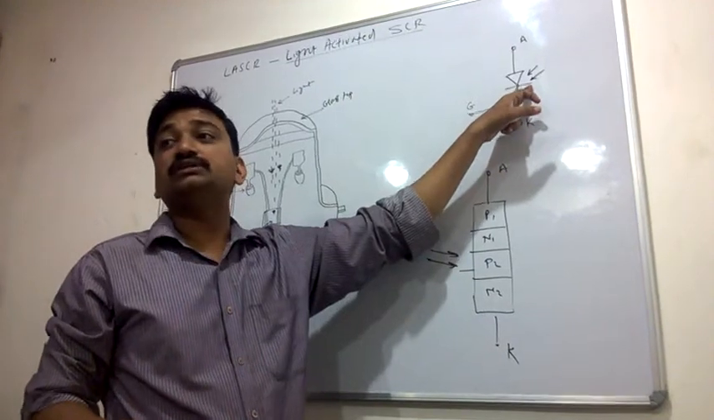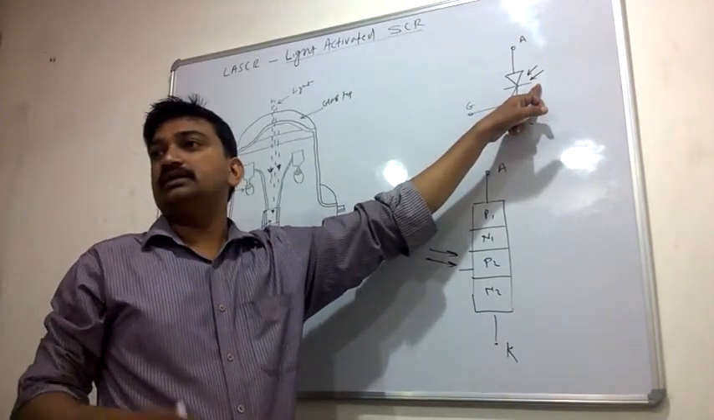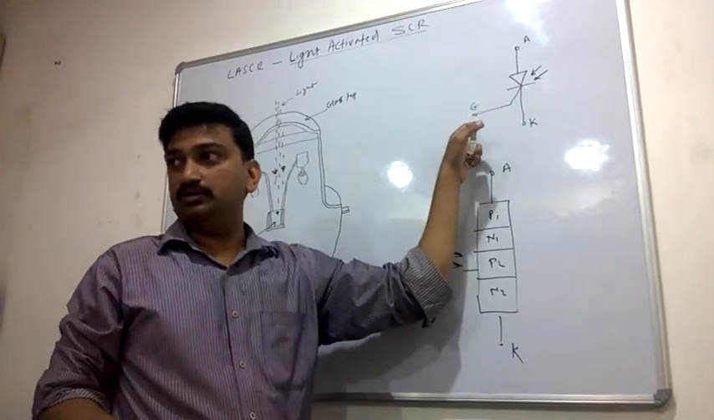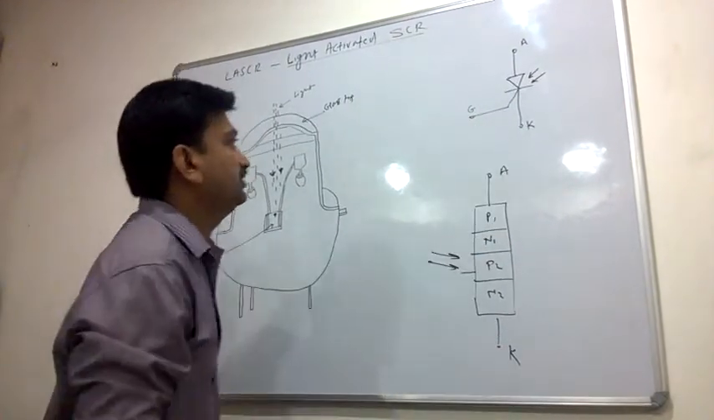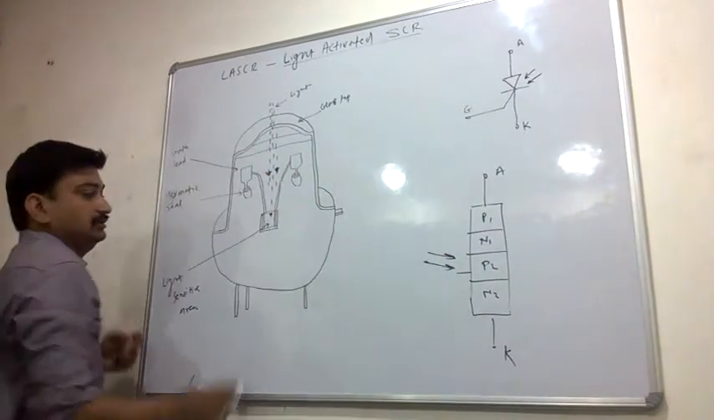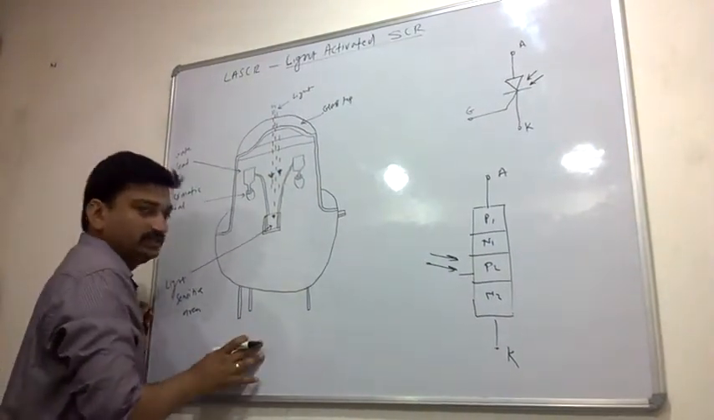So if you have a question that if it is turned on by using the light, then what is the purpose of the gate terminal? I will explain that later, but it consists also of three terminals: anode, cathode, and gate. And in the same way here are anode, cathode, gate, three terminals are here.